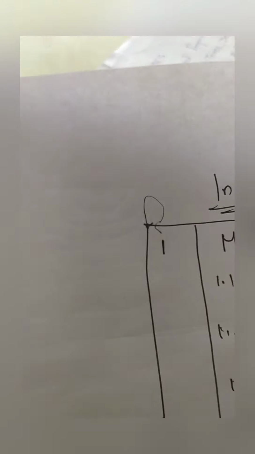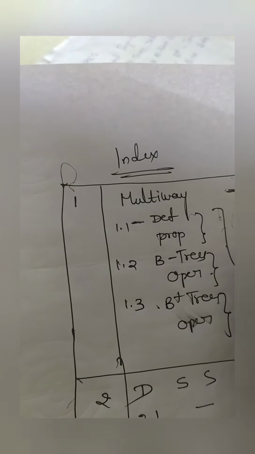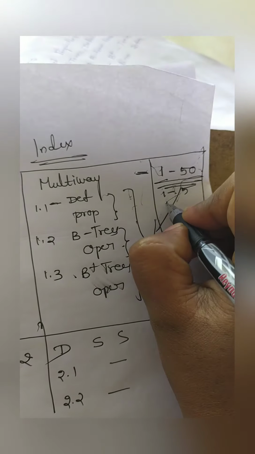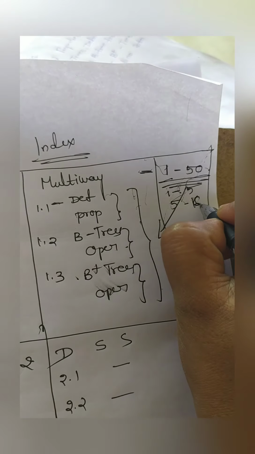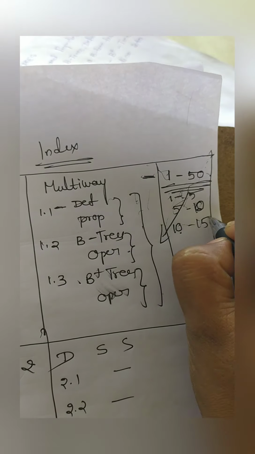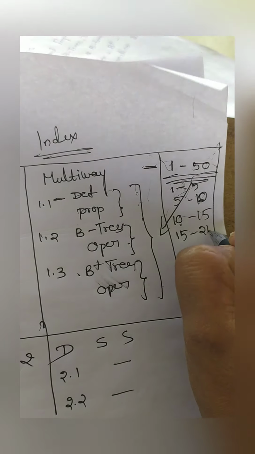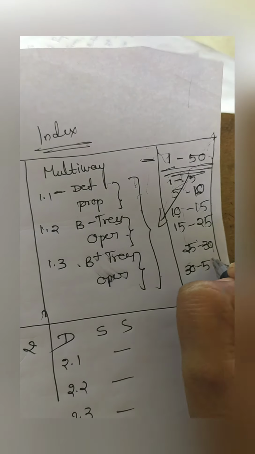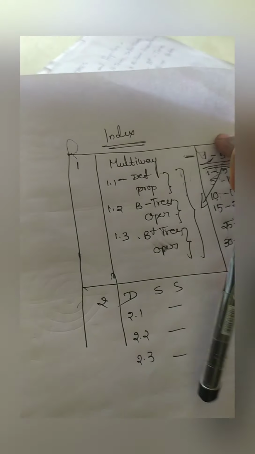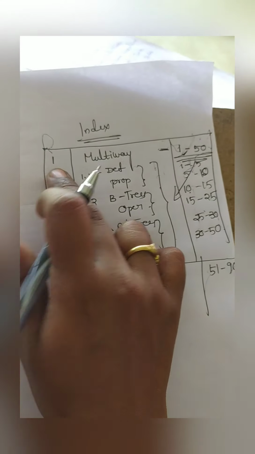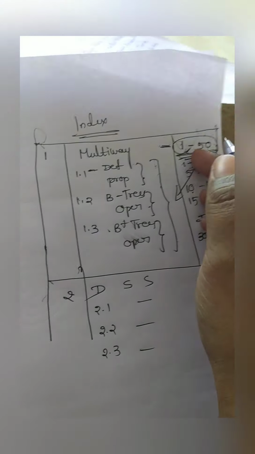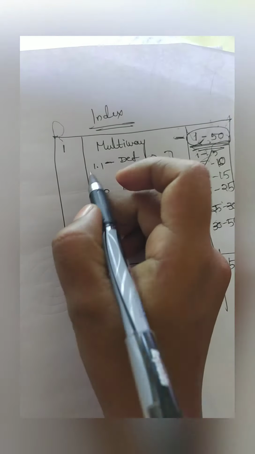Here this is the multi-level index. This is 1 to 5, this is 5 to 10, this is 10 to 15, this is 15 to 25, this is 25 to 30, this is 30 to 50. Like this we have gone through all of it. This is the one more index which we have added, and then that will lead to 1.1.